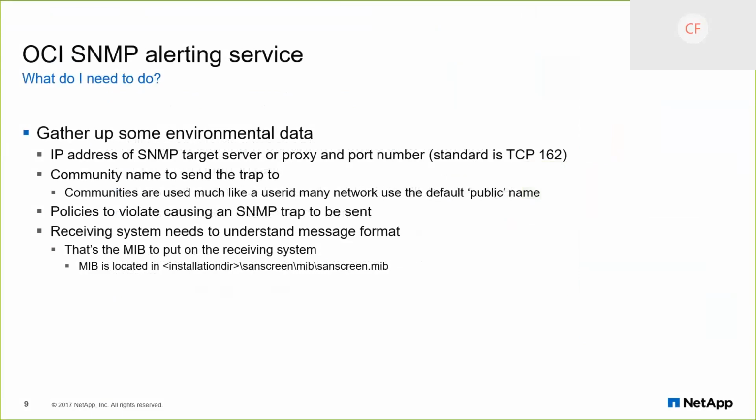Gather up some environmental data. First thing you're going to need is where is your SNMP management console target server, or at least the proxy that sits between that and the management console. Sometimes those are required due to networking reasons. But you need the IP address of that server or proxy, and you need to know what port it's listening on. Standard is TCP 162. People do change that.